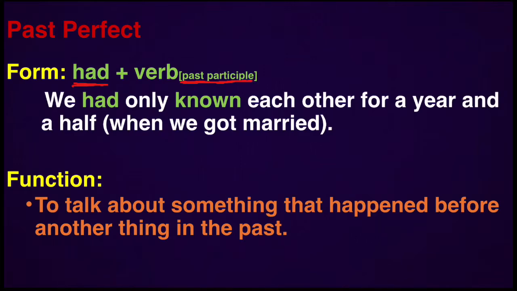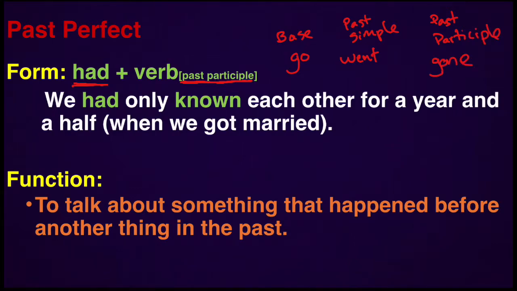For example, we've got the verb go. So go is the base form of the verb. But when we talk about the past simple, it changes to went. And when we talk about the past participle, the verb is gone. So we can see from the base form to the past simple form to the past participle form, we have three different forms of this verb go. So go, went, and gone.